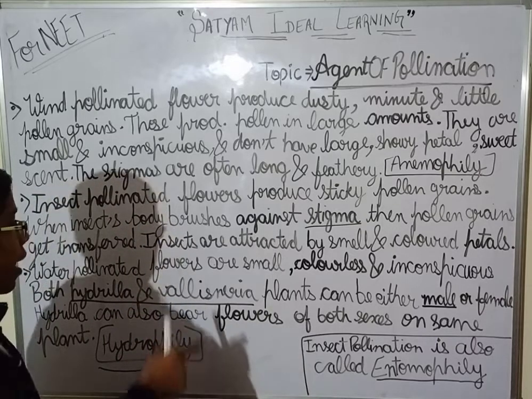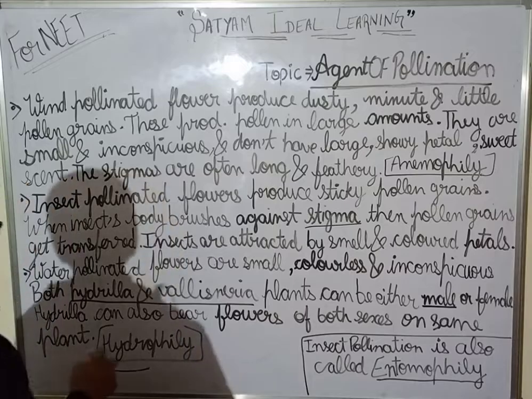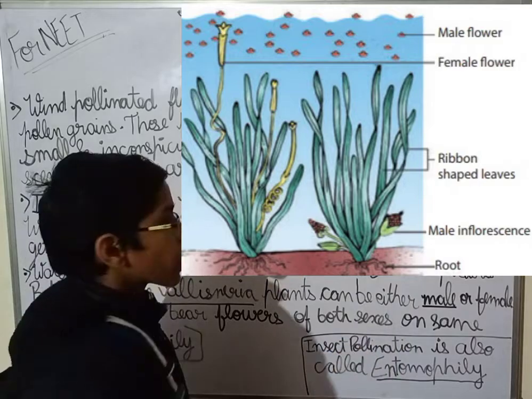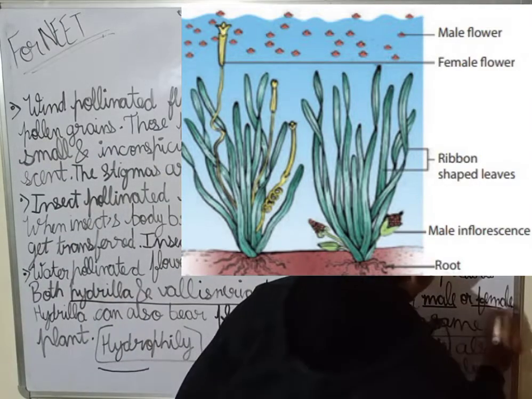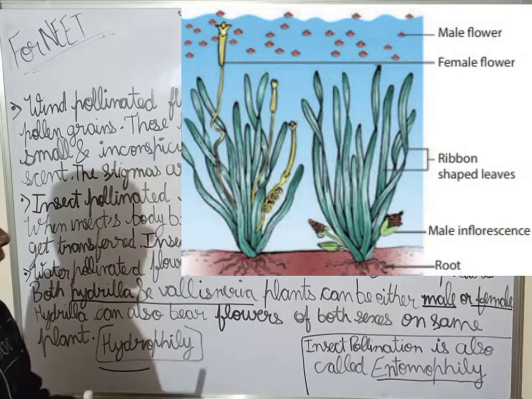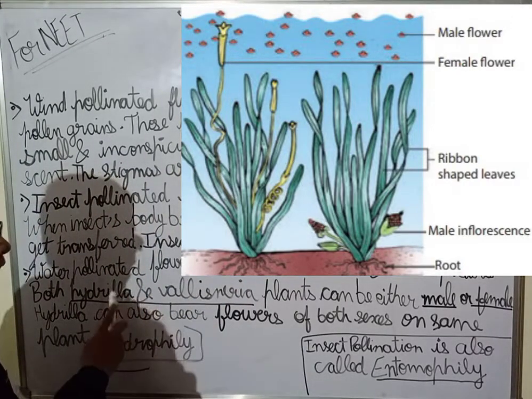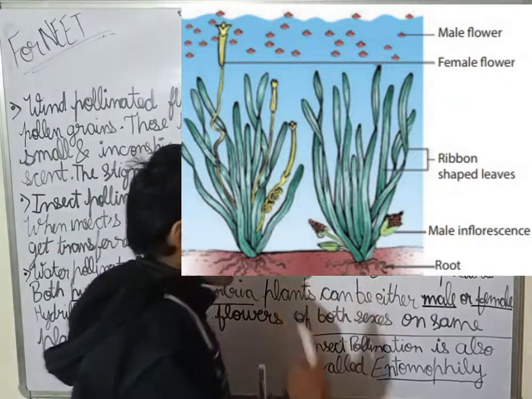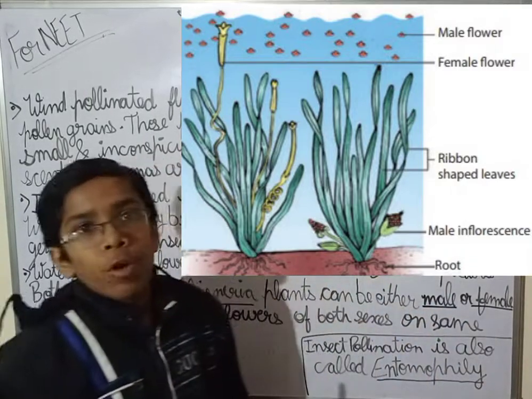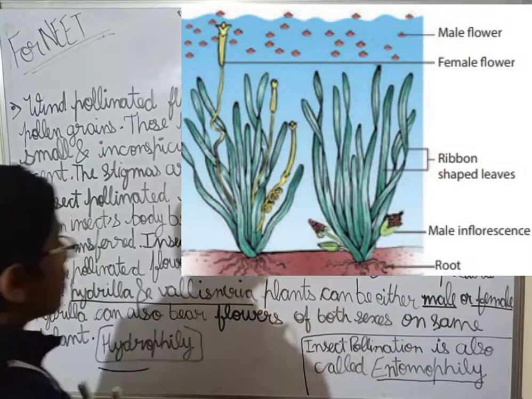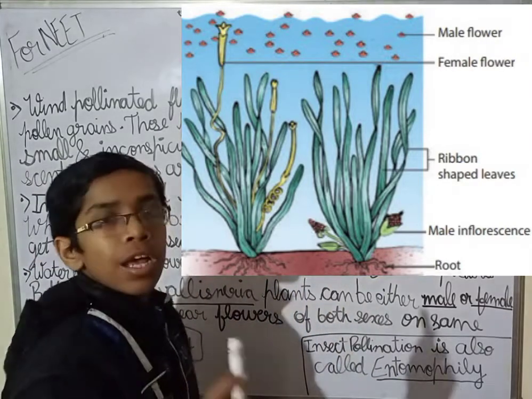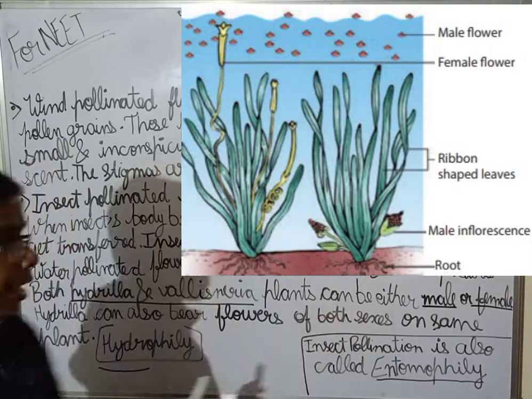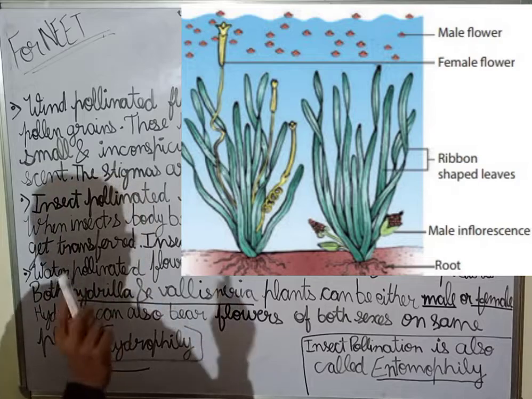We will be talking about water pollination in Vallisneria now. Both Hydrilla and Vallisneria plants can be either male or female. It means that if the Vallisneria or Hydrilla plant is male, then it will bear only male flowers. And if it is female, then it will bear only female flowers. In Vallisneria, this is a must: either male or female.